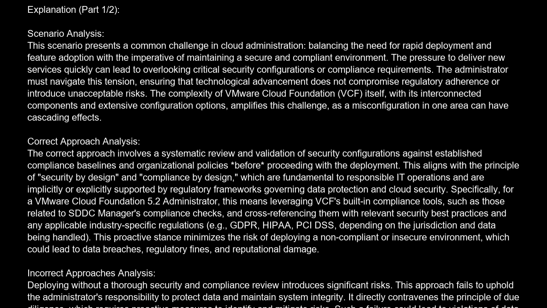This proactive stance minimizes the risk of deploying a non-compliant or insecure environment, which could lead to data breaches, regulatory fines, and reputational damage. Incorrect approaches analysis. Deploying without a thorough security and compliance review introduces significant risks. This approach fails to uphold the administrator's responsibility to protect data and maintain system integrity. It directly contravenes the principle of due diligence, which requires proactive measures to identify and mitigate risks. Such a failure could lead to violations of data protection laws, resulting in substantial penalties and legal liabilities.